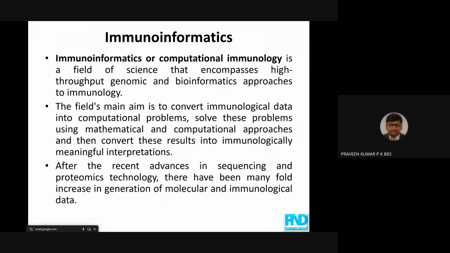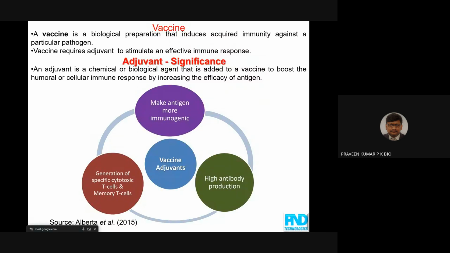Now let me go ahead with immunoinformatics. What is immunoinformatics? We also call it computational immunology, which is a field of science that encompasses high throughput genomic and bioinformatics approaches to immunology. Majorly, we study immunoinformatics to come up with the discovery of vaccines as well as vaccine adjuvants.